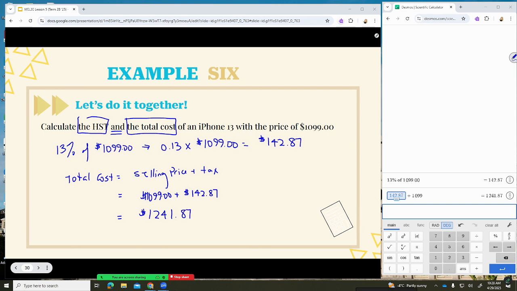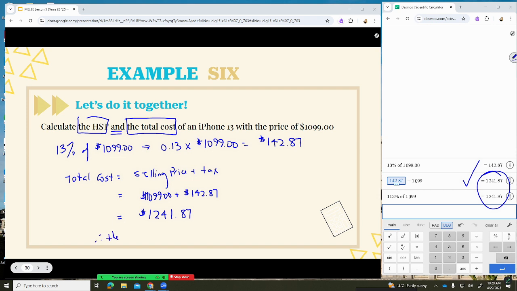You can double check your work. You can go now and say what is 113% of $1,099, and we can see that yes, we calculated it correctly. It is $1,241.87. It's a word problem, so we're going to need a therefore statement.